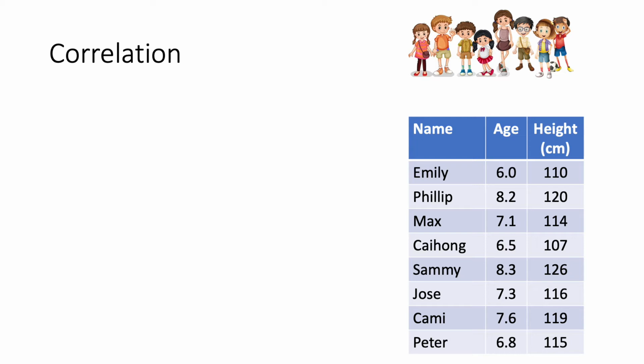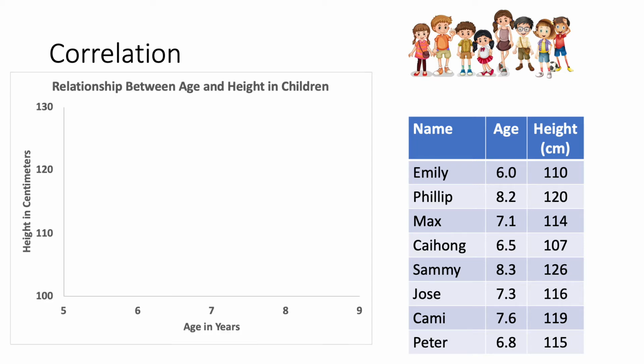I can take the data about those kids and put them on a simple scatter plot. So on the x-axis, I'm going to put my predictor, or the x variable, the age, and on the y-axis, I'm going to put the criterion variable, or the y. So this is going to be their height in centimeters. And then I put a point on there for each data point. So for example, you can see here's Max. He's 7.1 years old and his height is 114 centimeters.